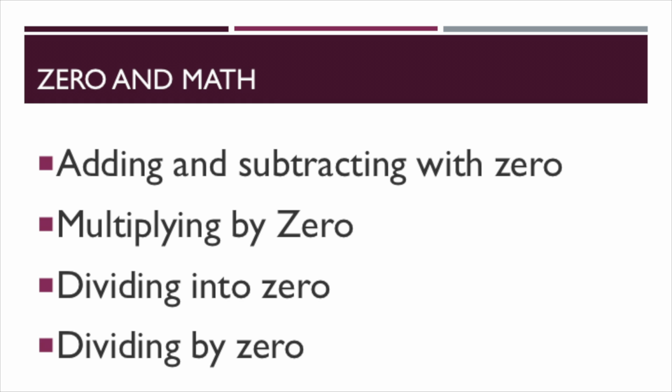Now, when we start talking about mathematics and algebra, we really need to talk about four different concepts. The first one is adding and subtracting with zero, then multiplying by zero, dividing into zero, and then ultimately dividing by zero.